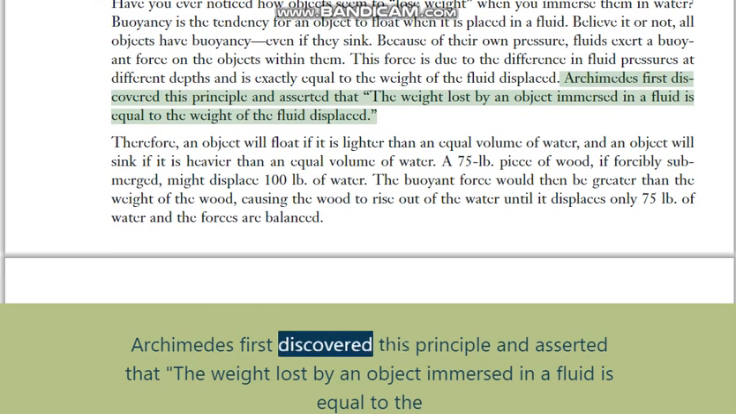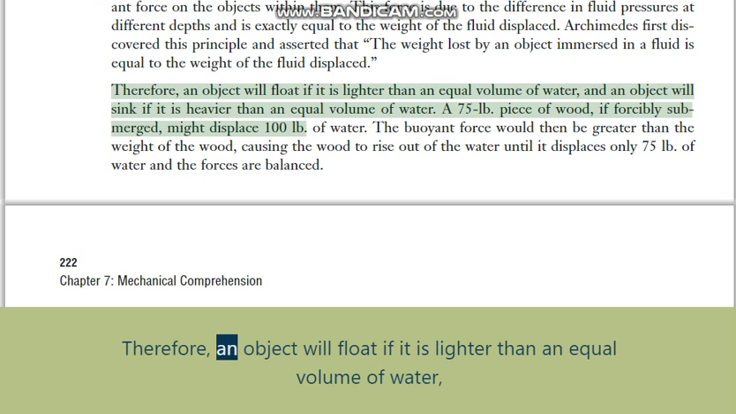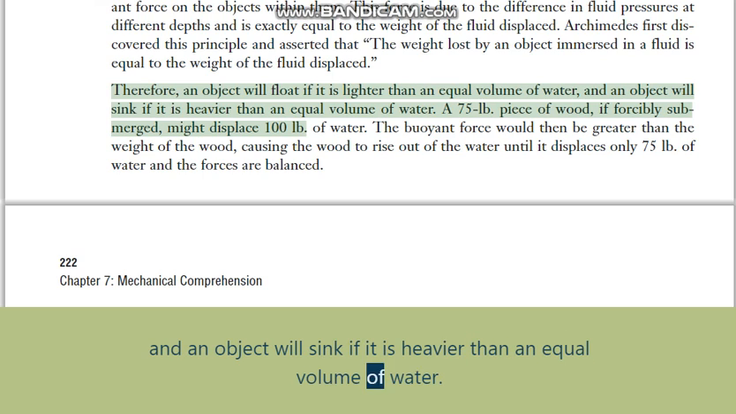Archimedes first discovered this principle, and asserted that the weight lost by an object immersed in a fluid is equal to the weight of the fluid displaced. Therefore, an object will float if it is lighter than an equal volume of water, and an object will sink if it is heavier than an equal volume of water.